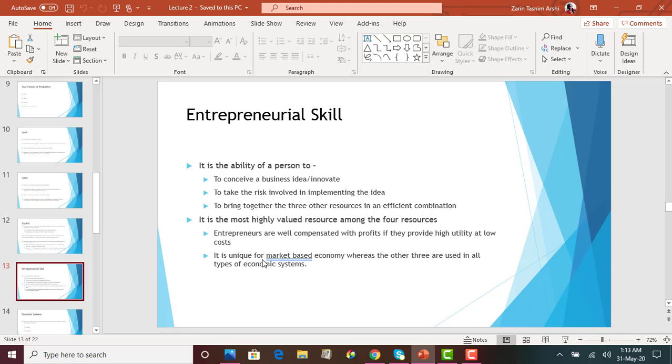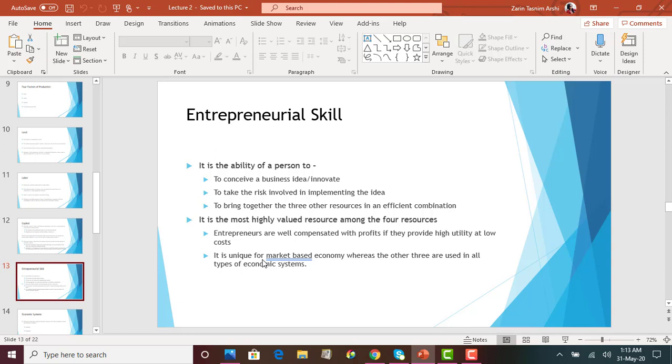And the third criterion is that this person will bring all the other factors of production together in an efficient combination in order to produce the good. Basically they will bring the land, labor and capital together in an efficient combination and in the right quantities to produce goods and services. When someone meets these three criteria, they will be categorized as an entrepreneur. So basically it's the person who starts a business and produces goods and services.